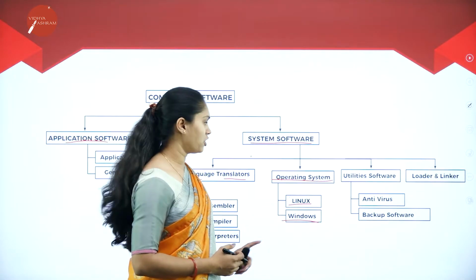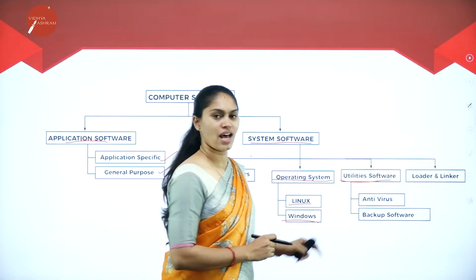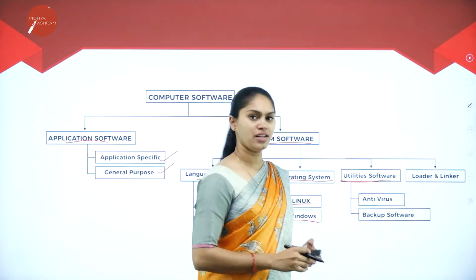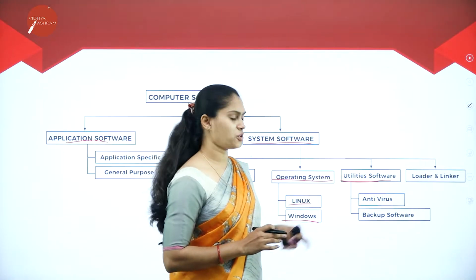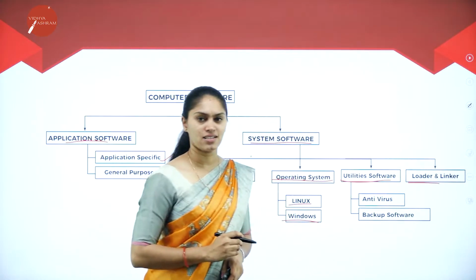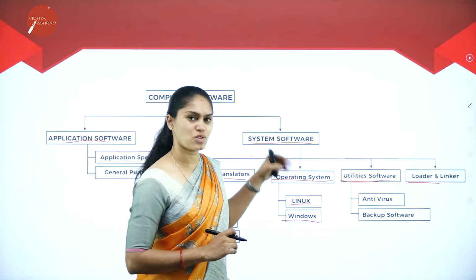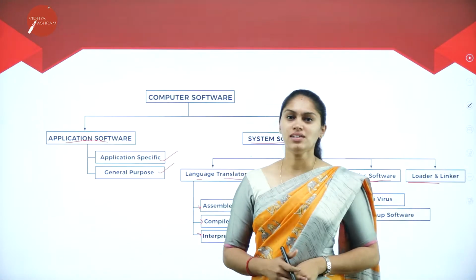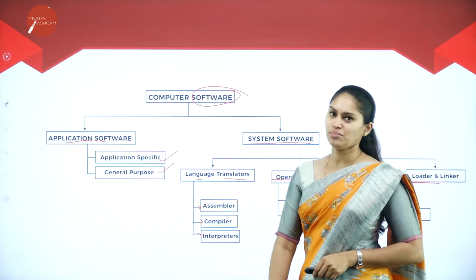Linux and Windows. And we also have utility software, which includes antivirus and backup software, mainly to secure the data of a computer system. That is utility software. We also have loaders and linkers. So everything comes under system software. System software comes under computer software, which has two types: application and system software.